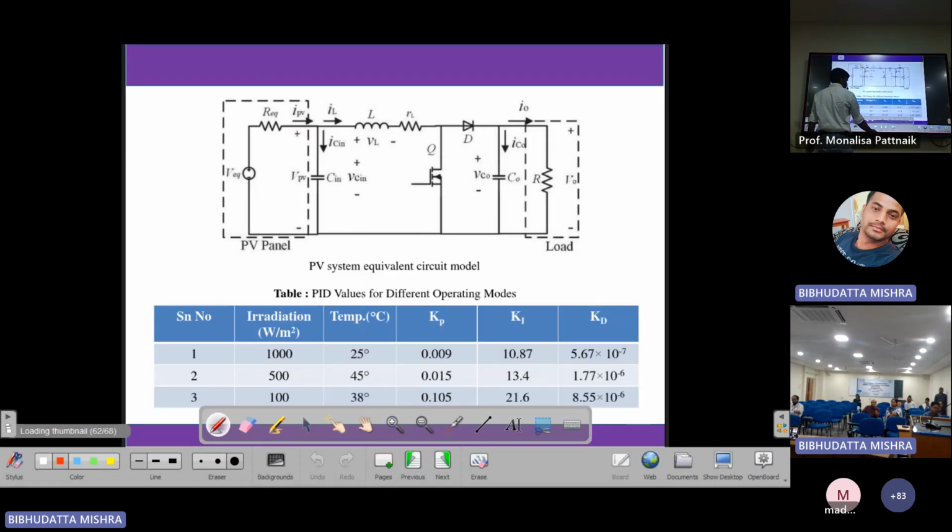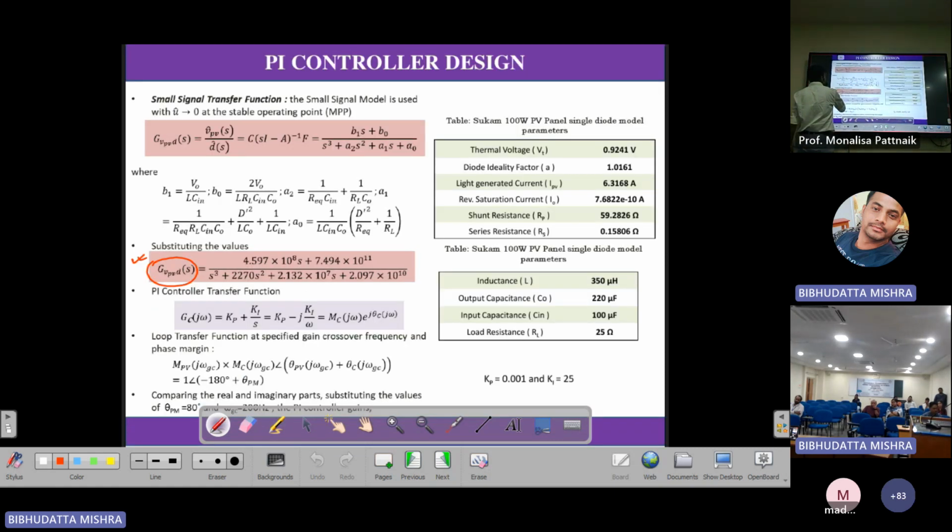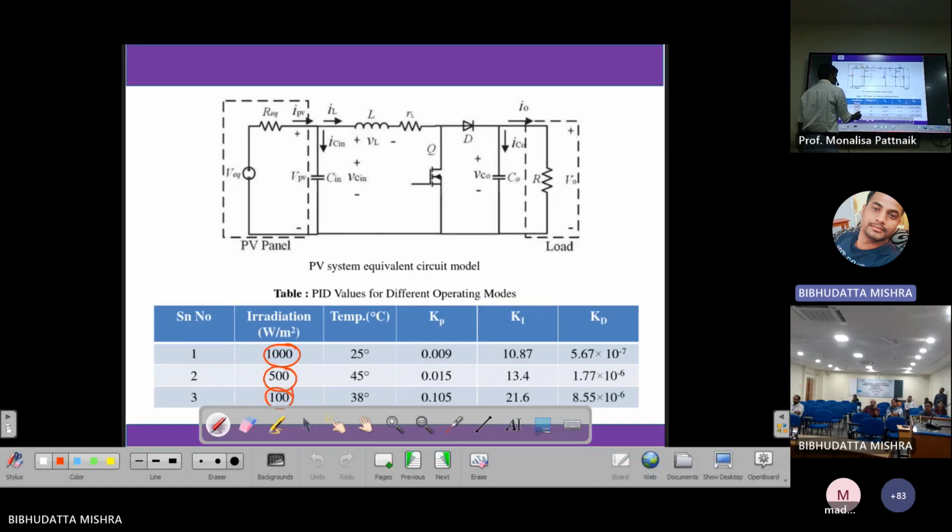The point I want to mention is that, as we know, in different irradiation your V equivalent and R equivalent will change. If the V equivalent and R equivalent change in different irradiation conditions, that means your system will change at different irradiation. As your system changes, you should find out different kp ki values, and we tested it. So you see the kp values are not the same, because with different irradiation the system is changing, so your kp ki kd values should change.